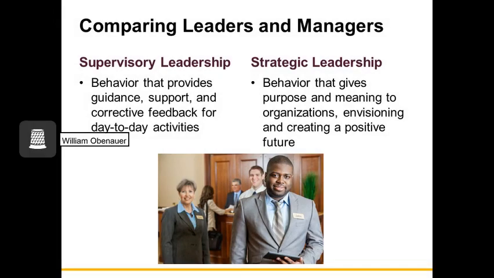Sometimes, rather than comparing managers and leaders, it's a bit more effective to compare different types of leadership. Supervisory leadership deals with providing guidance and support regarding day to day operations. This is the type of work that we often see middle managers and frontline managers doing. Strategic leadership, however, focuses on purpose and giving meaning to organizations. This is critical for top level managers.